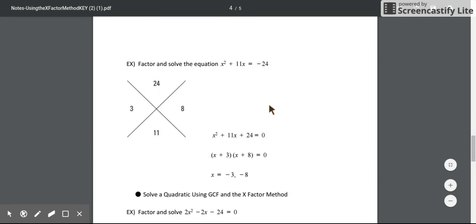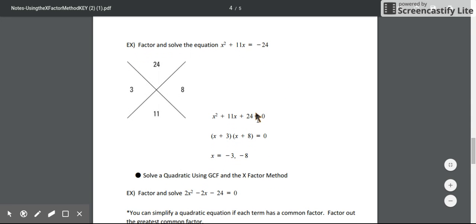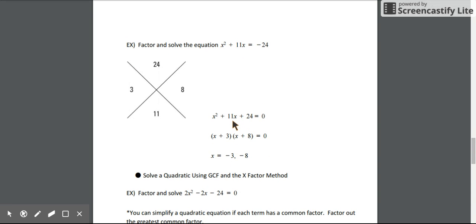Let's try it again. This time we have a quadratic that's not in standard form, so we're going to put it in standard form by adding 24 to both sides, set it equal to 0. We're going to find factors of 24 that add up to 11. That would be positive 3 and positive 8. And then we just look at our binomials, say what's the opposite or what makes it 0. Or we could set each of them equal to 0 and solve it algebraically. So we get the solutions negative 3 and negative 8.